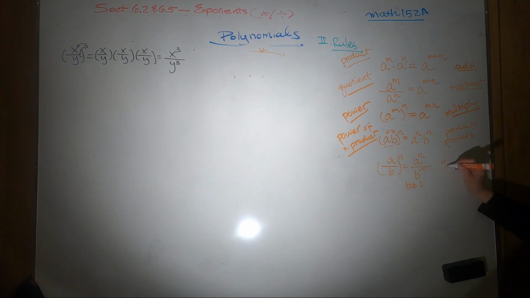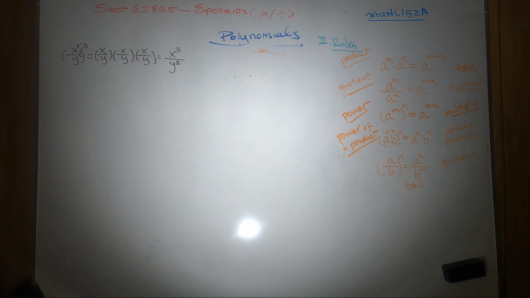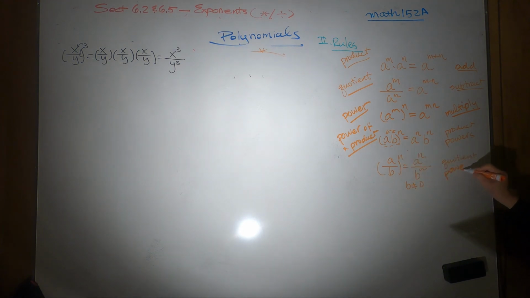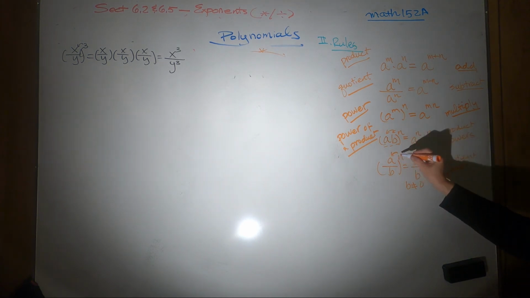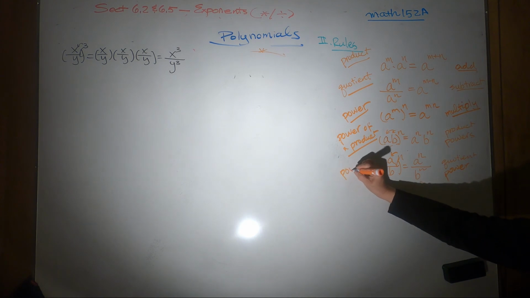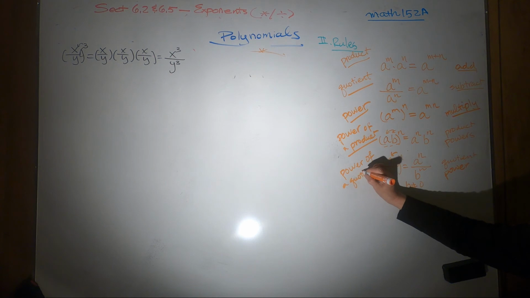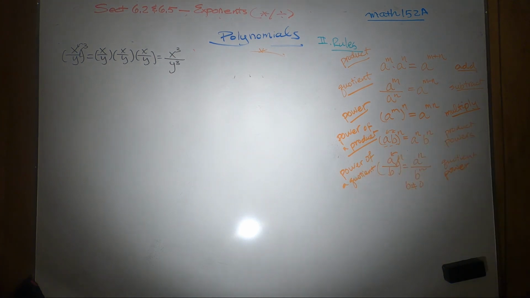So when we have a quotient inside the parentheses as a base, then you need to distribute your power to everything inside, right? So we say this one is what? A power of what? A quotient. You need to apply everything into the quotient before it. Okay?